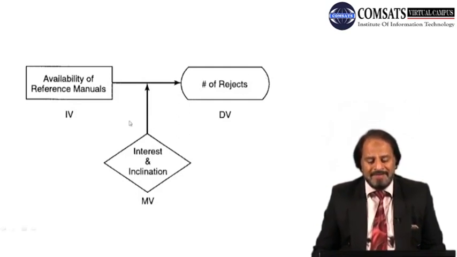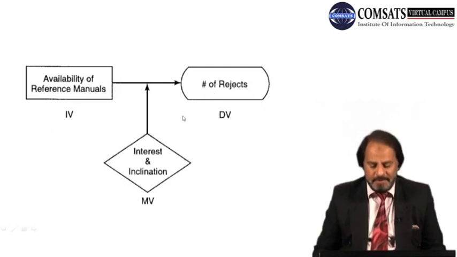It is only when, I'm saying if, that's conditional. So it's only when the interest is there, or the employees are there to read what is in there and apply what is in there, then the rejects will drop. So this is an example of a moderating variable.